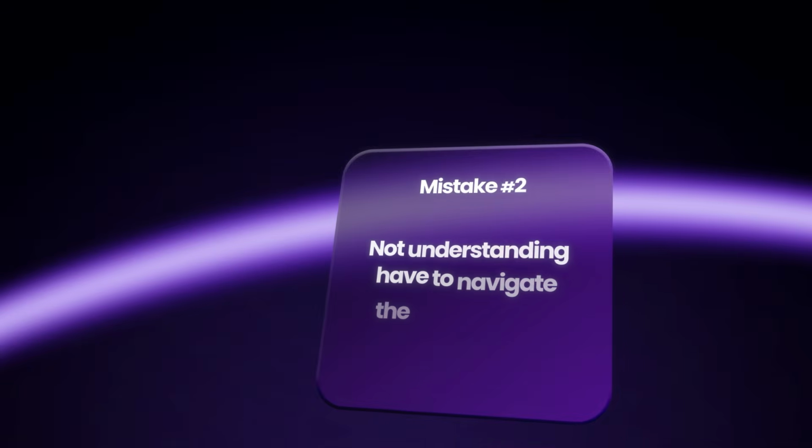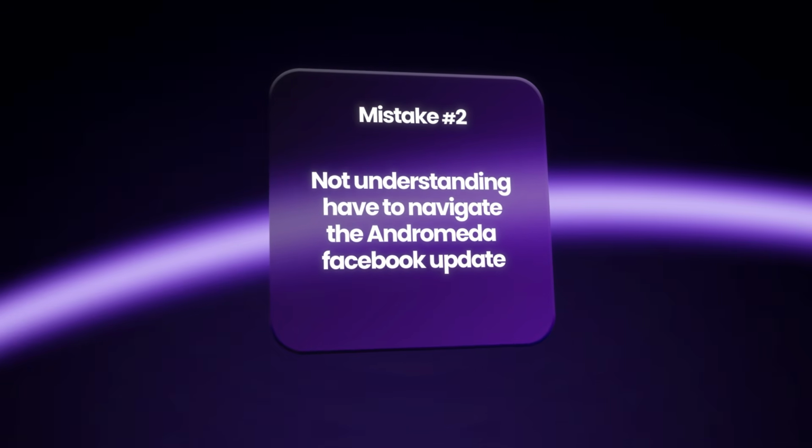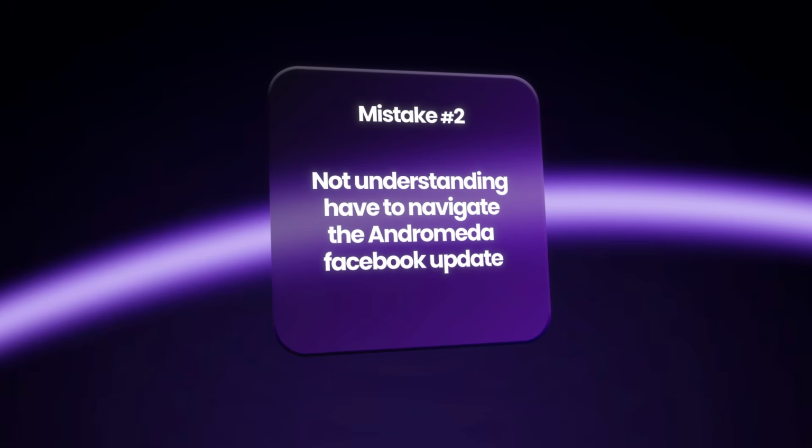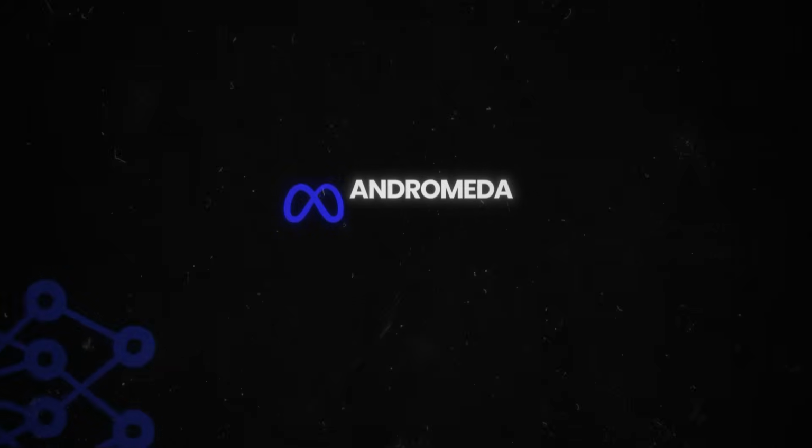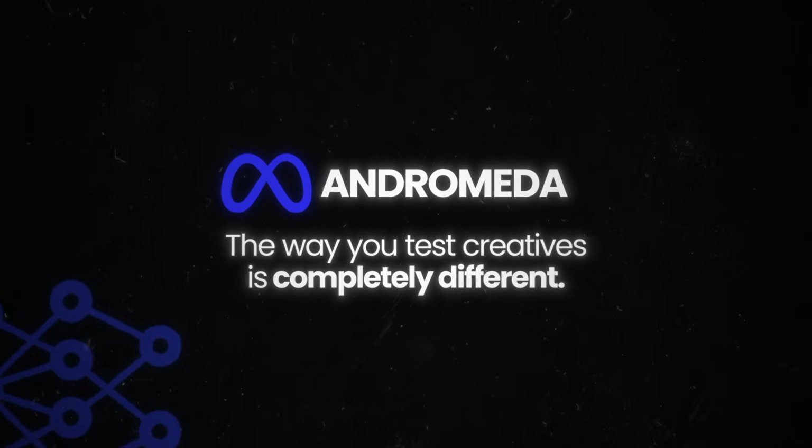Now, the second Facebook ad mistake is not understanding how to navigate the Andromeda Facebook update. This keeps a ton of marketers stuck in that 1 to 2x ROAS and makes it almost impossible to scale. With Andromeda, the way that you test creatives is completely different.